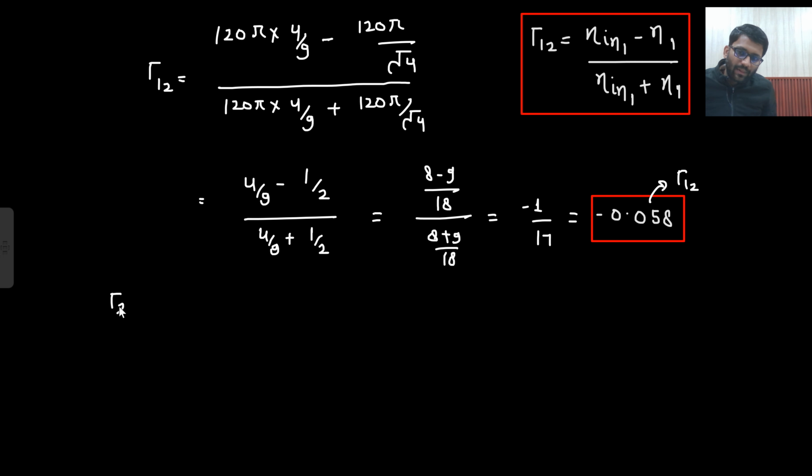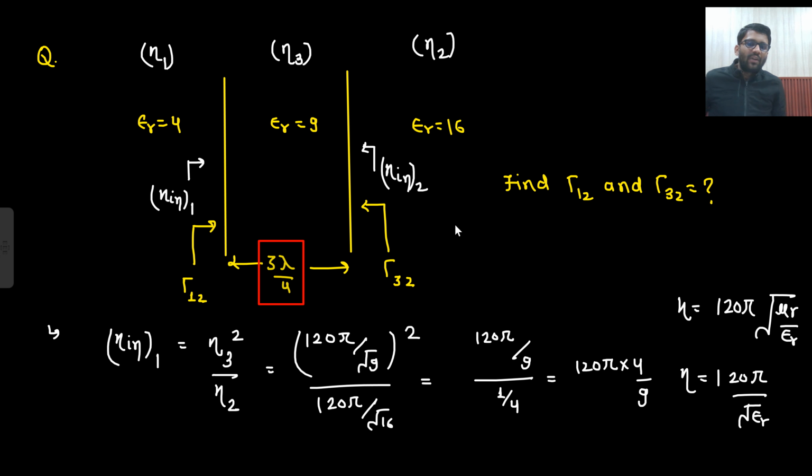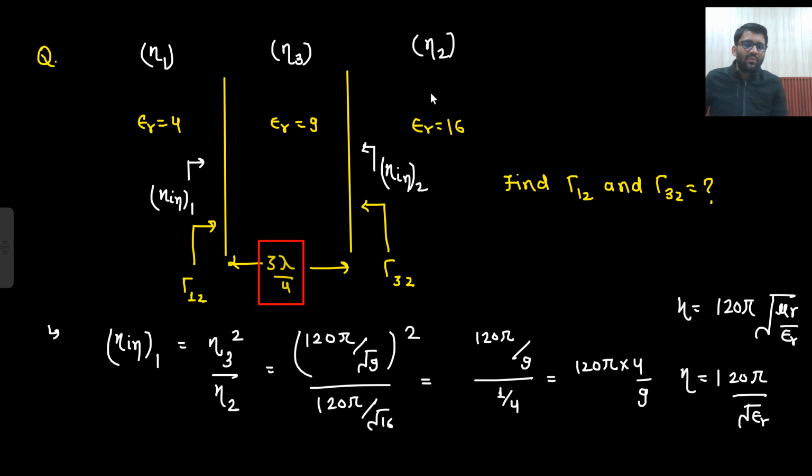What about gamma 2 1? So gamma 2 1 I need to find. For that, what do I require? Neta in 2 minus neta 3 divided by neta in 2 plus neta 3. Why is that so? Because of how my wave is going. In this manner my wave is going. Looking from here, how much intrinsic impedance can I see? That is neta in 2. And what is the intrinsic impedance of my medium? That is neta 3. Why have I written neta 3 here? The intrinsic impedance of this particular medium is neta 3. Okay, so this I need to find.